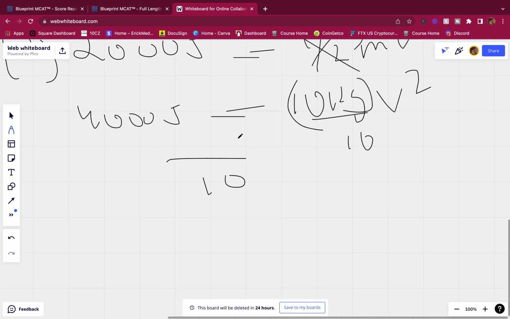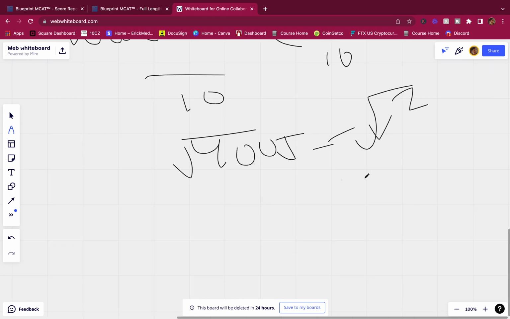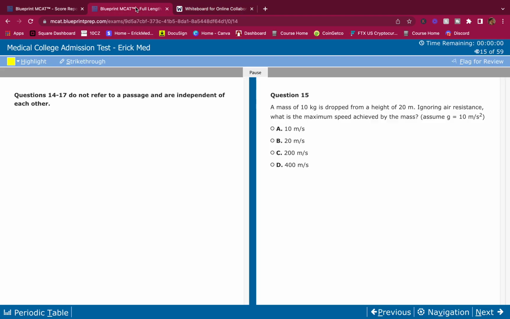by 10. 4,000 divided by 10 is what? 400 joules, bam, v squared. Square root, each side, square root of 400 is what? 20, bam, 20 meters per second. That is the units for velocity. Bam. 20 meters per second. Answer is B. Let's keep going.